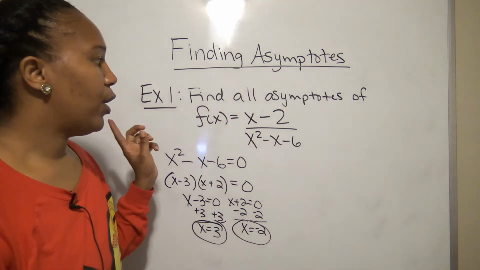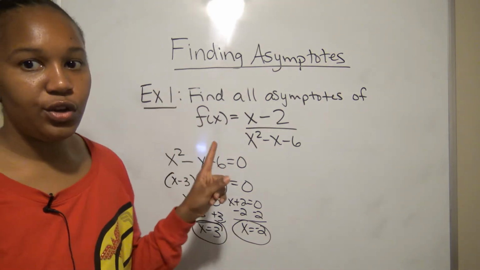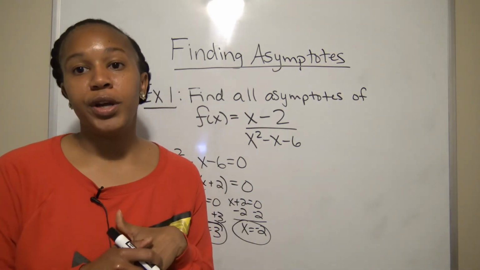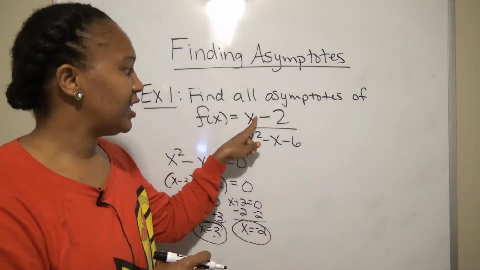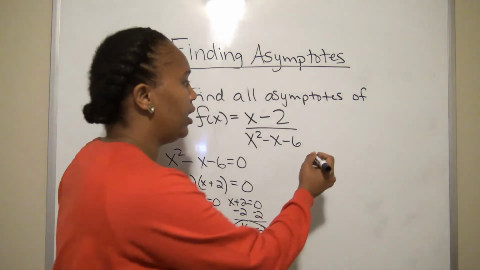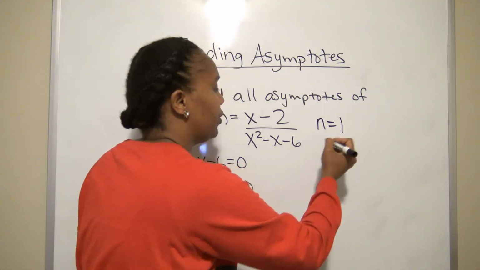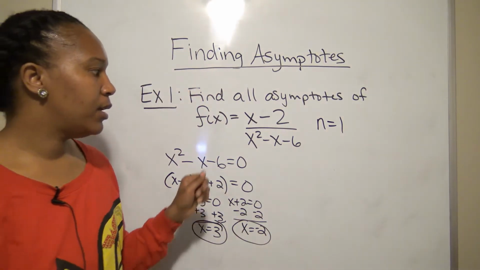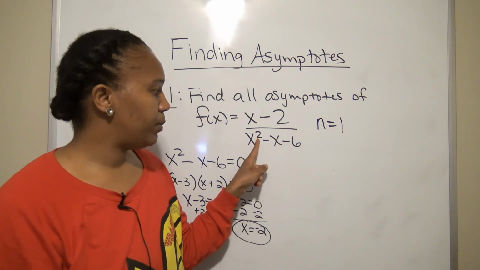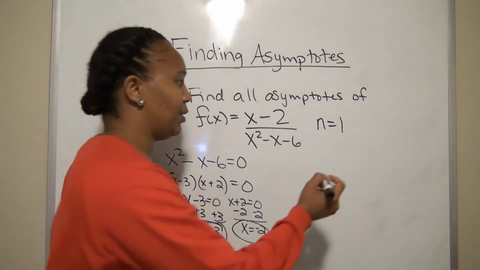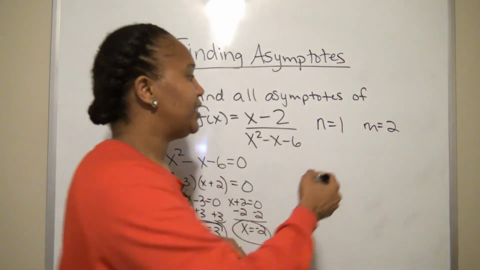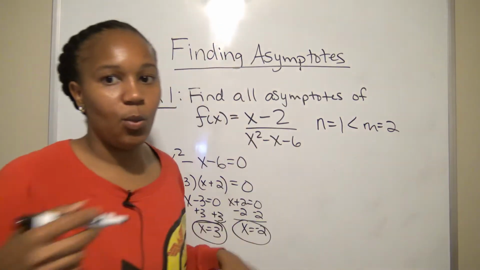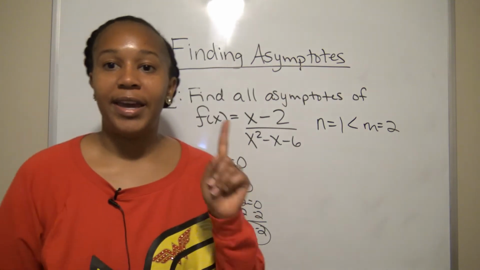So for those, we need to look at the degree of the numerator. So remember, the degree is the highest exponent of that polynomial. And the highest exponent on x here is 1. So my n, which represents the degree of the numerator, is 1. The degree of the denominator would be 2 because 2 is the biggest exponent. So my m is equal to 2. So in this case, n is less than m. 1 is less than 2. So this would be a case 1.